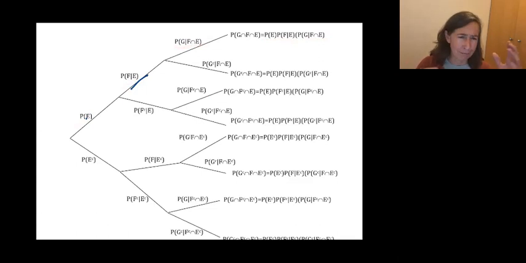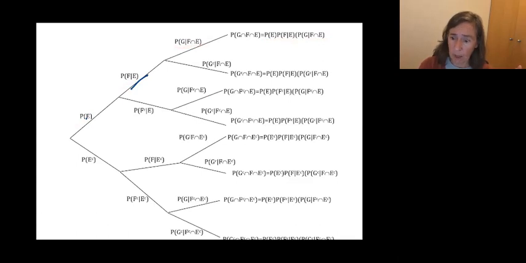So, whichever letter represents the top of the tree or the bottom doesn't necessarily matter. What matters is that you're conditioning on the things that you know here.